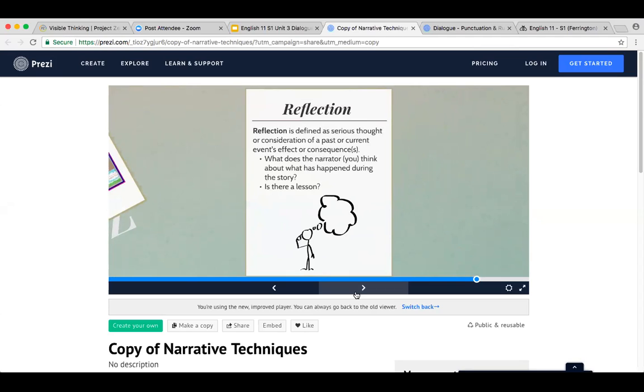For your personal narrative for this assignment, you are going to be required to give a moral or a lesson that you've learned, or some kind of reflection at the end. That's what your conclusion paragraph is going to be all about.